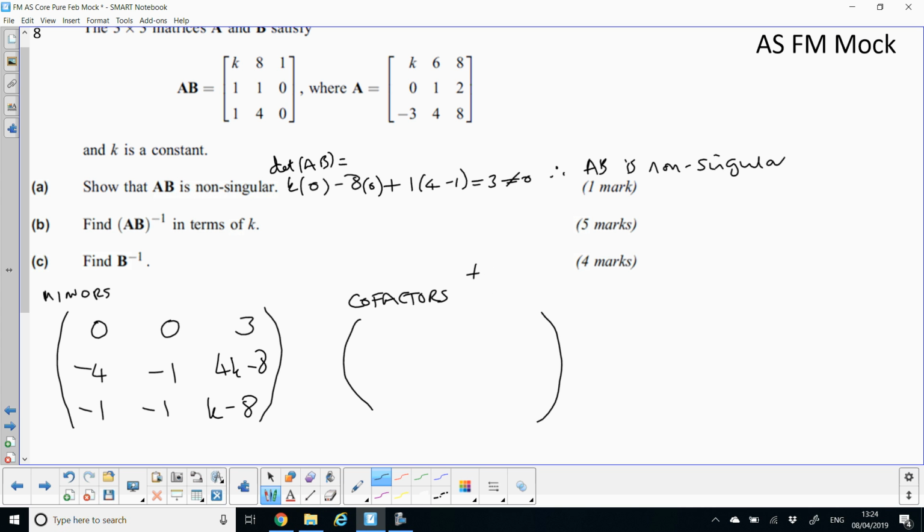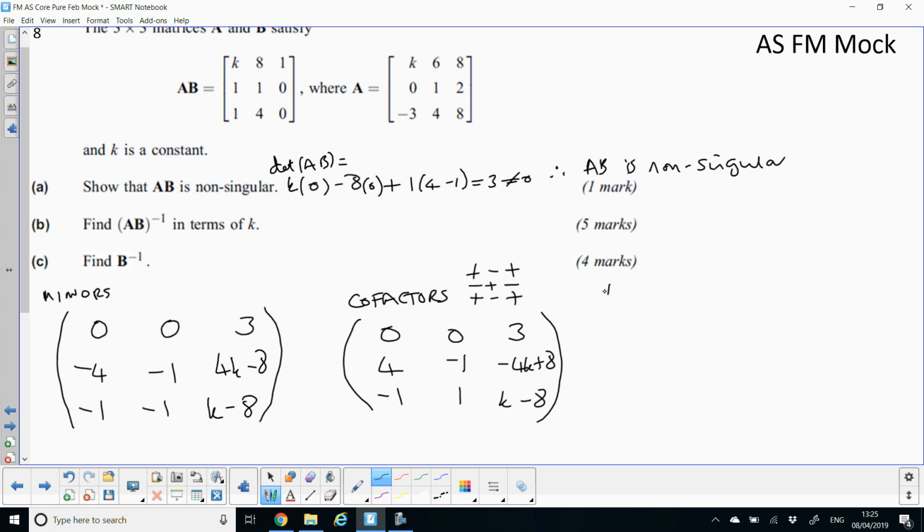So the pattern is positive, negative, positive. Now this doesn't mean make that element positive or negative. It means if you've got a negative, change the sign. So 0, 0, the 3 stays as it is. Now the negative 4 becomes negative, negative 4, so that's positive. And that becomes negative 4k plus 8. Right, so I'm just putting this matrix of signs kind of on top of my matrix and changing where necessary.